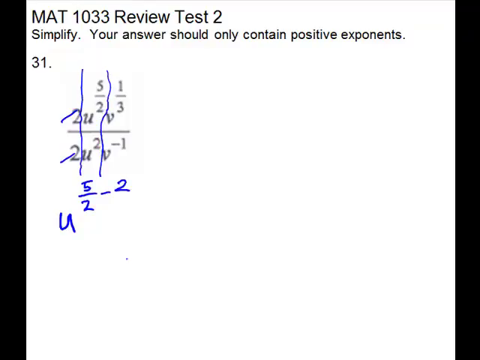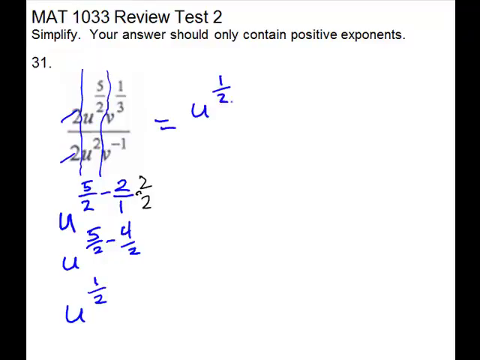When you subtract fractions, you need a common denominator. So let's go ahead and make that 2 over 1. The common denominator will be a 2, so this one is missing a factor of 2. Put it on numerator and denominator. So I have u to the 5 halves minus 4 halves. And we'll keep the base there, and subtract will give us 1 half. So my 2's canceled. I have u to the 1 half. That is on the numerator.